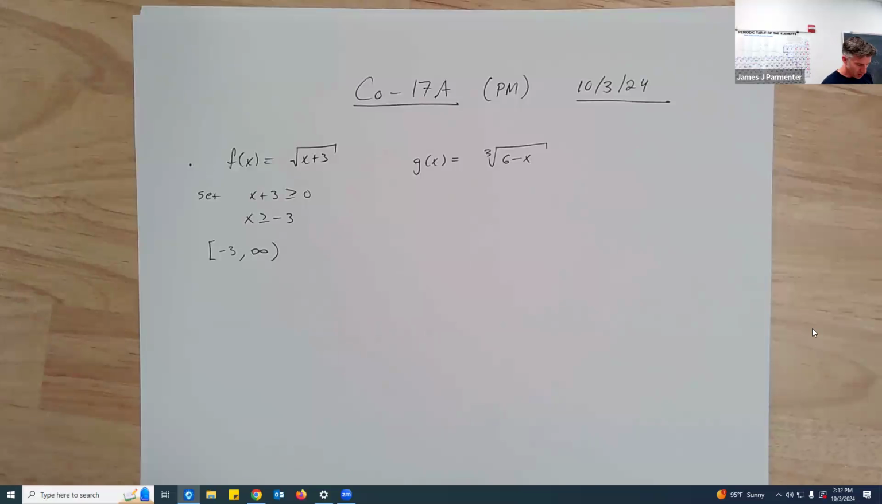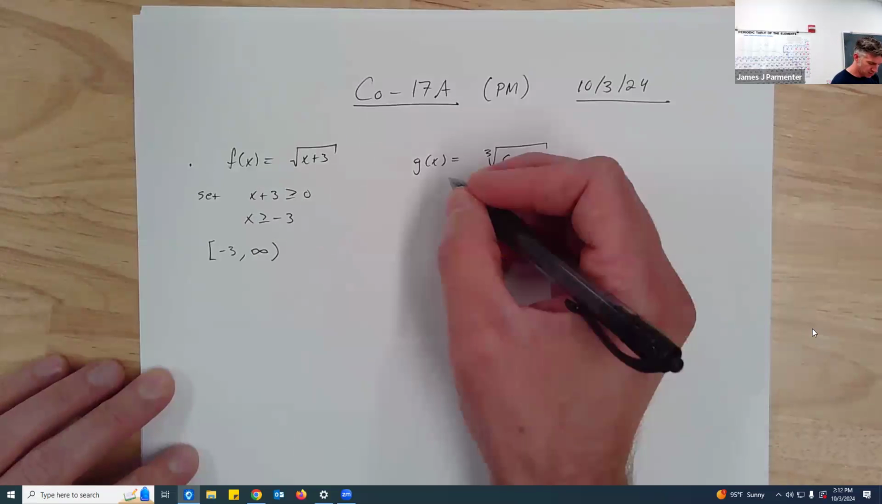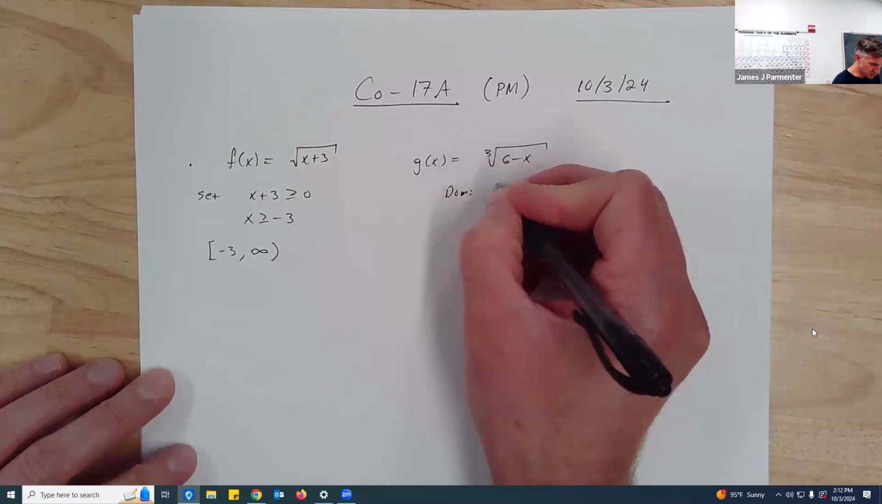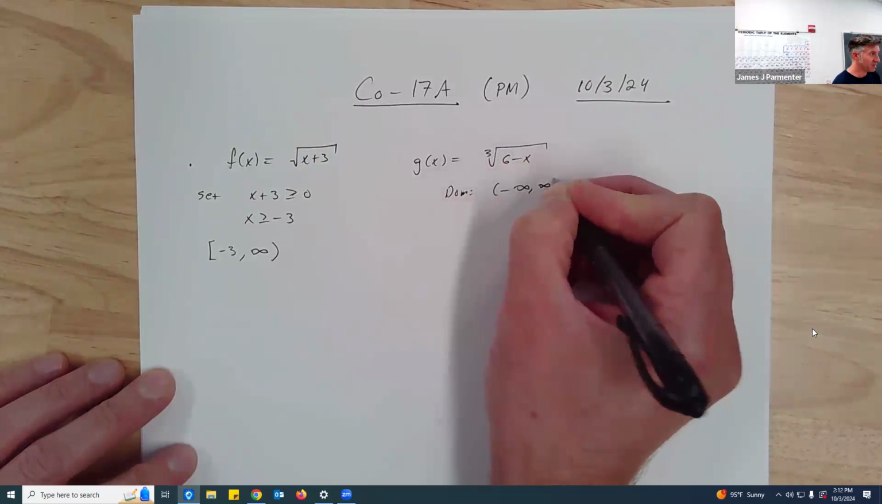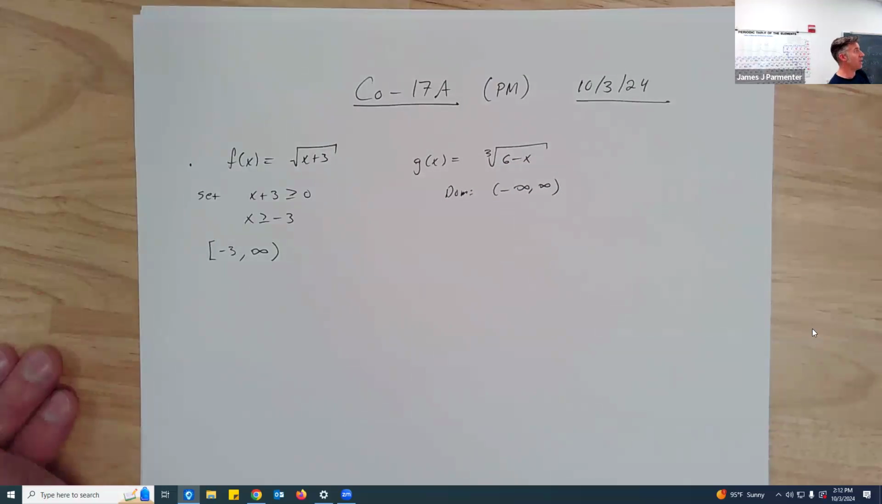All right. And then for g of x, the domain is everything. There are no domain issues here because that's a cube root, and with odd roots, you can take the roots of positive and negative numbers without issue. So any real number is a valid choice for the domain of g of x here.